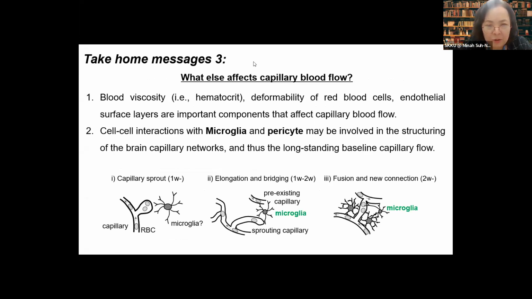Okay, we have one question. Would the hydration change the viscosity in addition to the hematocrit and the hyaluronidase?